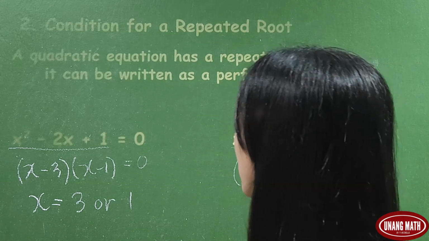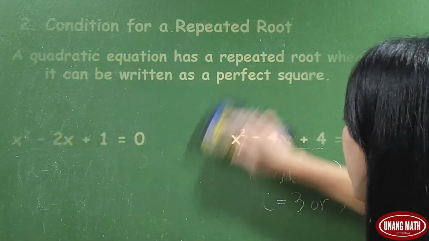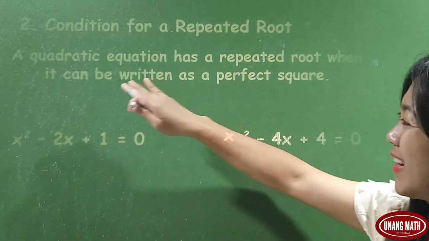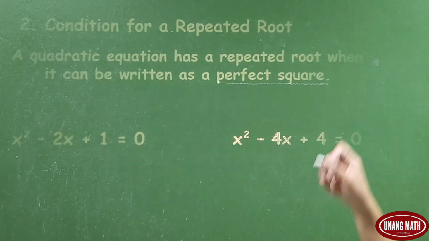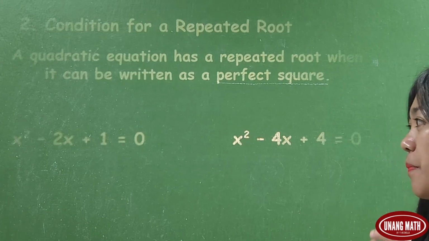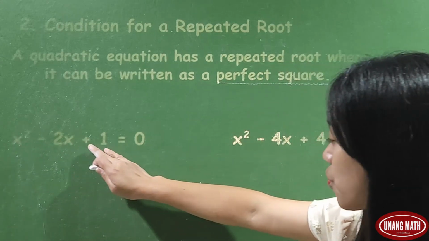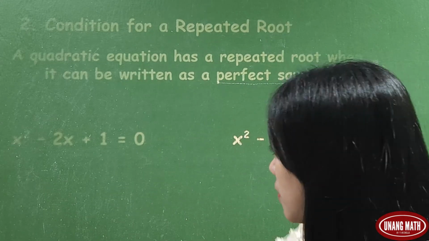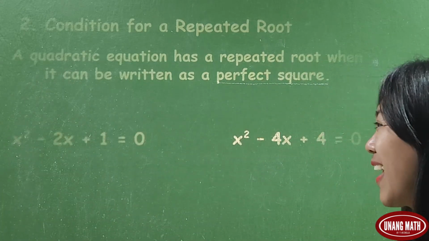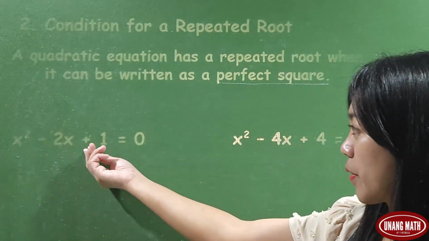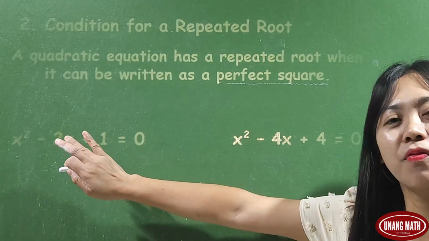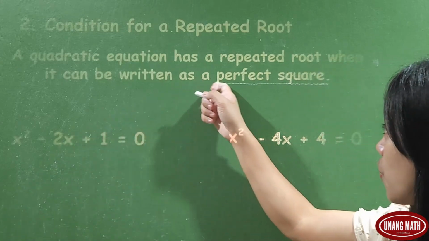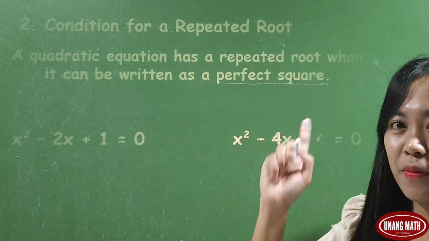Okay, what's the condition for a repeated root? A quadratic equation has a repeated root when it can be written as a perfect square. Example: x squared minus 2x plus 1 is equal to 0. If we are going to solve this quadratic equation, let's check this trinomial x squared minus 2x plus 1. Let's find out if this is a perfect square trinomial, because if it is, then we can write it as a perfect square.